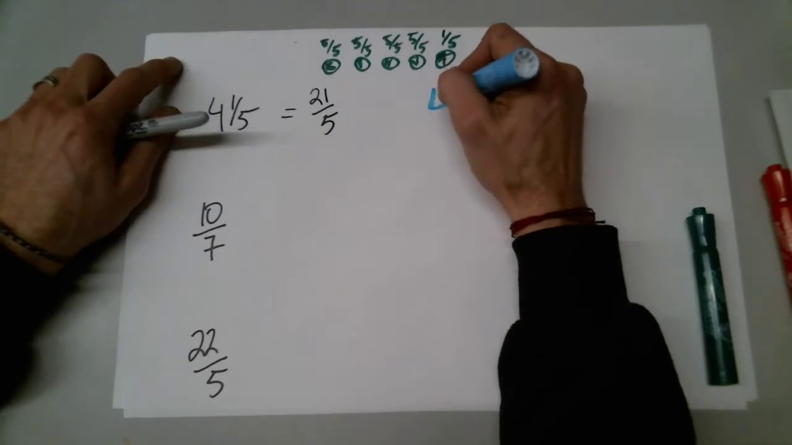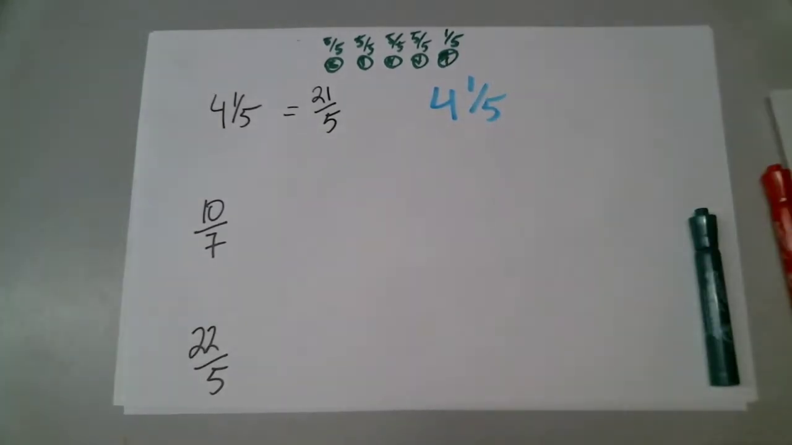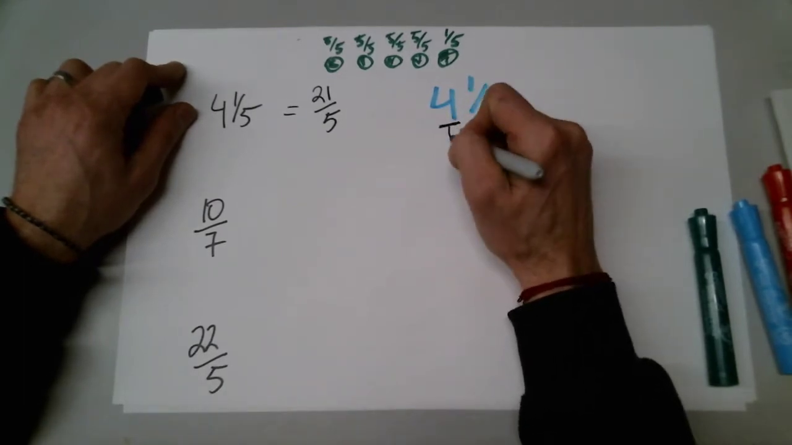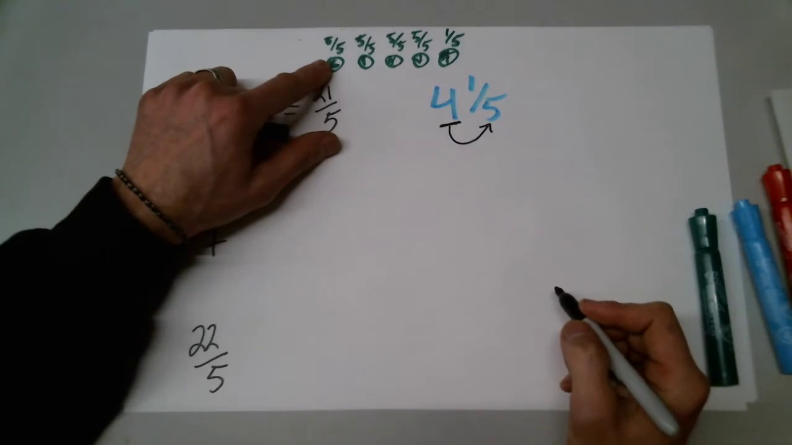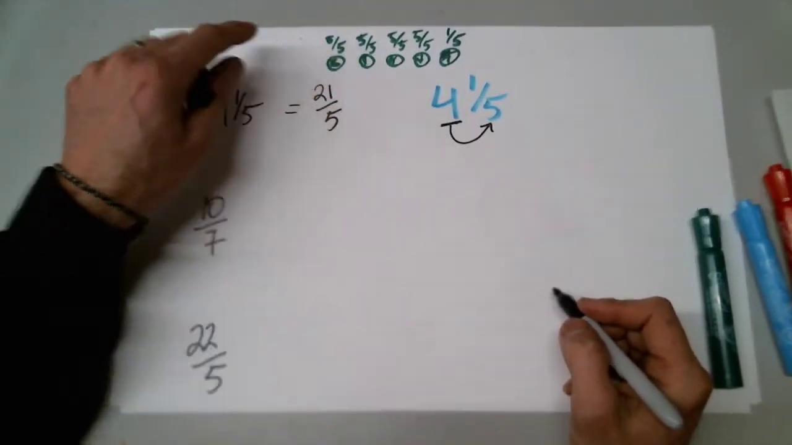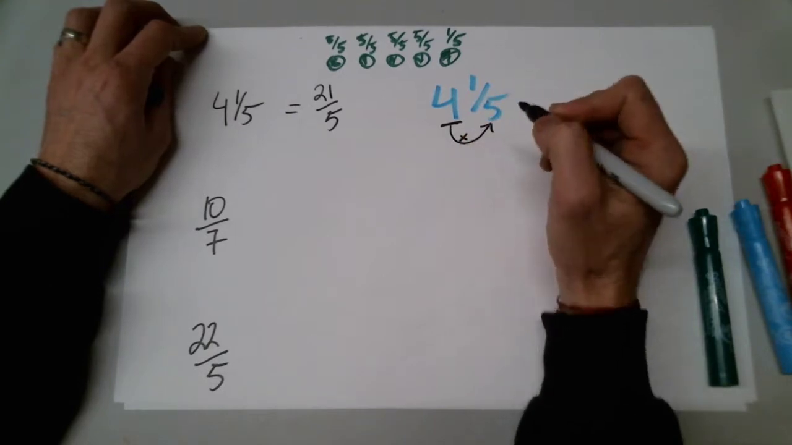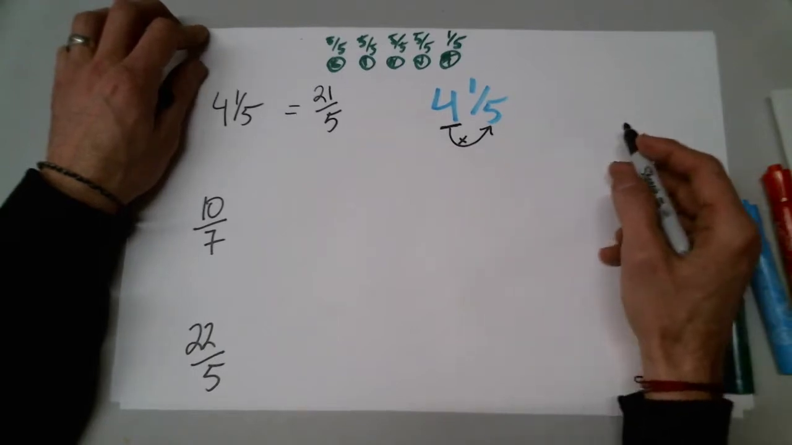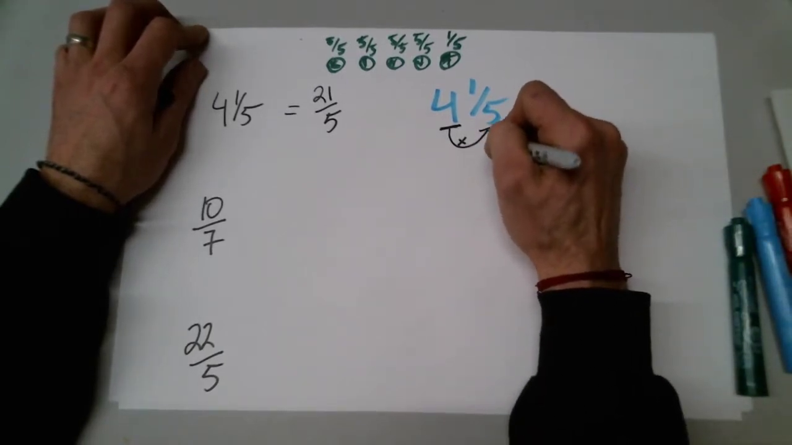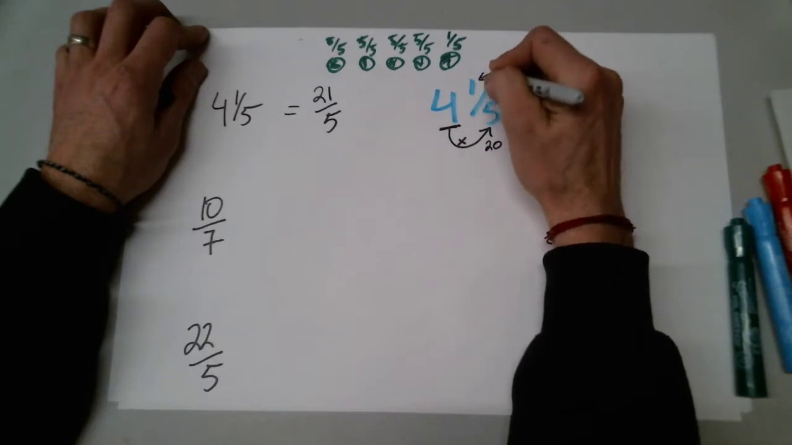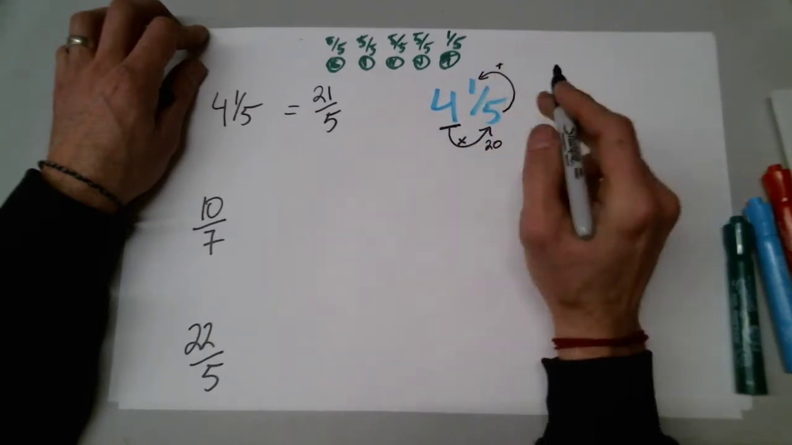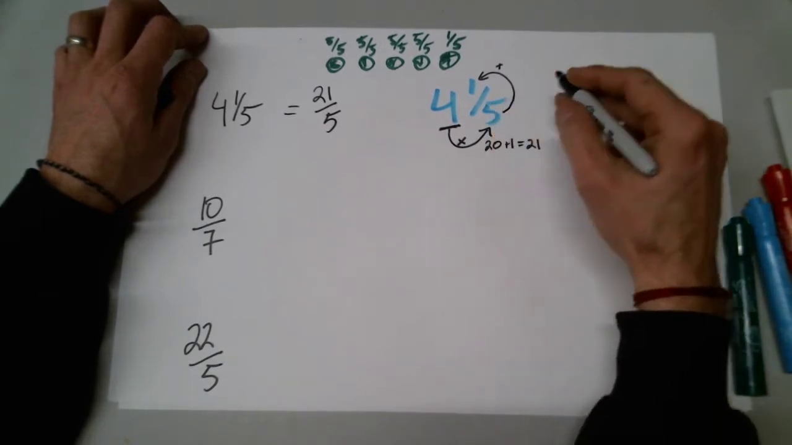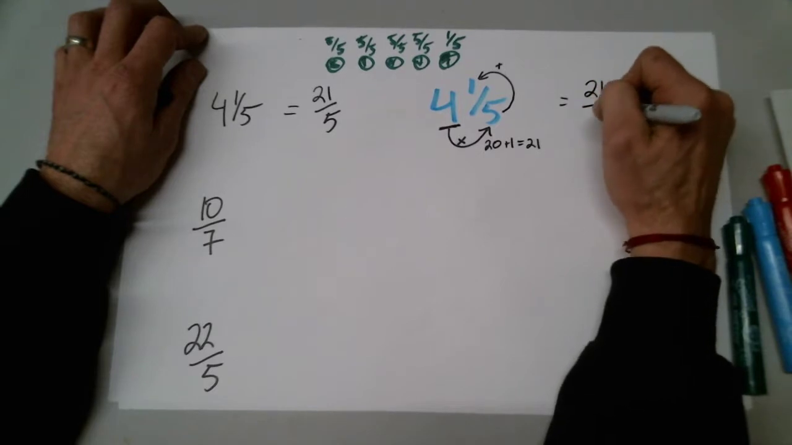However, let's take a look at this in a different way. What we're actually doing is multiplying this whole number by how many pieces we have. 1 whole equals 5/5. So the key here is that we are going to multiply the 4 times the 5, the whole number times the denominator, which gives me 20. And then we are going to add the remainder. Plus 1 equals 21. What do we do with the denominator? We keep it the same, 21/5.